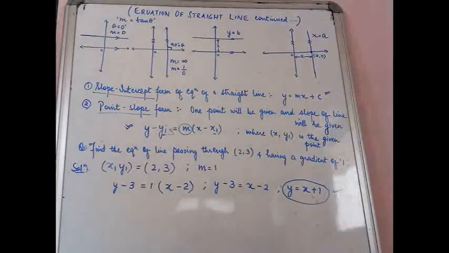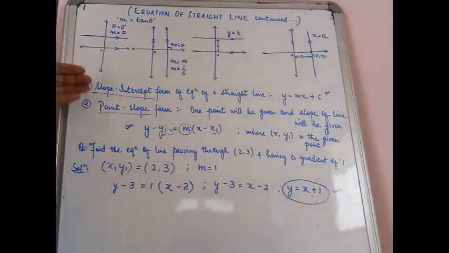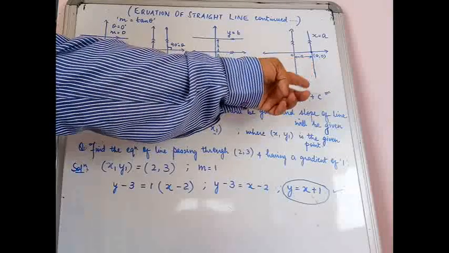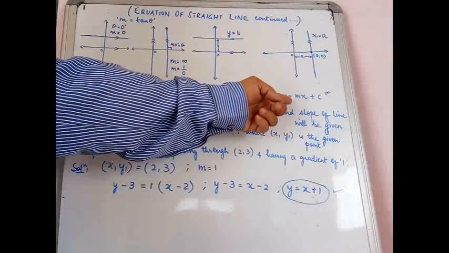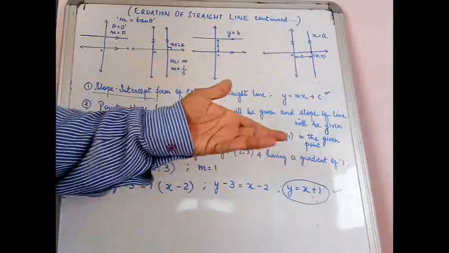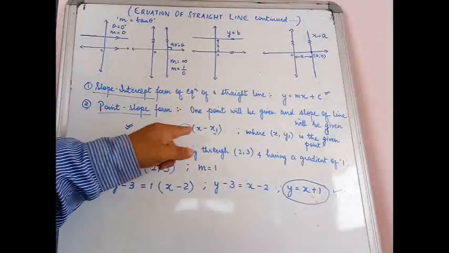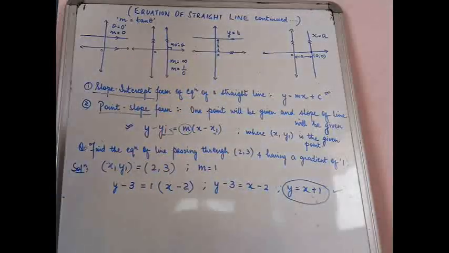Okay, so this is pretty simple. These are the first two forms of equations that we have studied. One involves the slope and intercept form. So when are you going to use this? When the slope and intercept is given. When are you going to use this form? When one point and obviously the slope is given. Okay, so this is there.